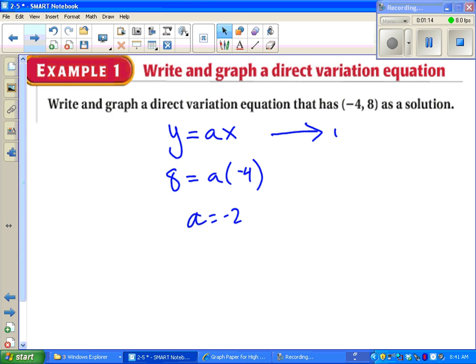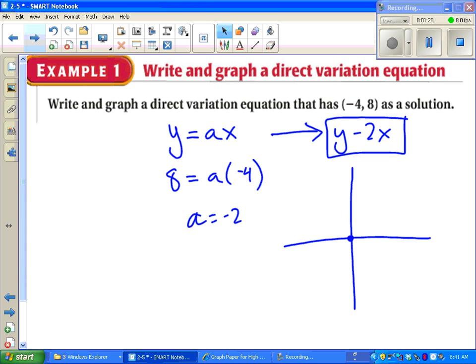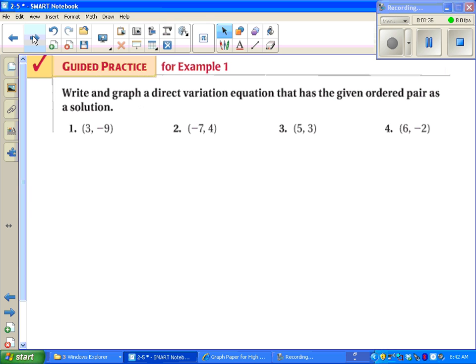So we can get our solution, y equals -2x. Of course, we know how to graph that. Y-intercept is 0, up 2 over 1. Again, direct variation, the line always goes through (0, 0), because the y-intercept is always 0. That's it for direct variation. Now we're going to look at a couple of applications. But first, you can pause the video and try these on your own, or you can do these later.